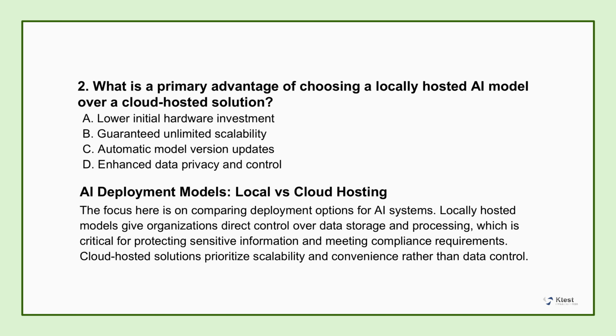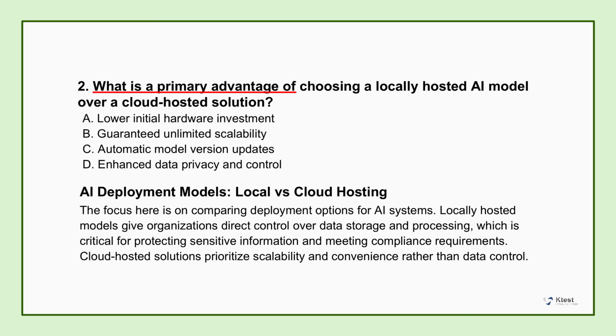Okay, let's shift to our second segment, deployment and security. This is where things get serious. Corporate data. Question 2 asks, what is a primary advantage of choosing a locally hosted AI model over a cloud-hosted one? Your options are A, lower initial hardware investment, B, guaranteed unlimited scalability, C, automatic model updates, or D, enhanced data privacy and control. This is the classic build versus buy debate, just for the AI age.